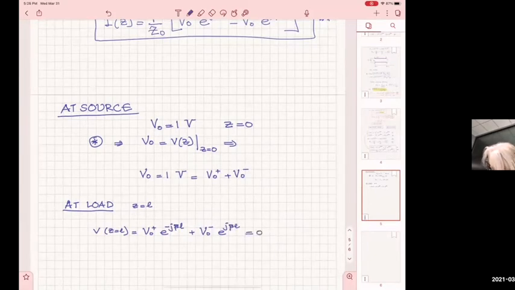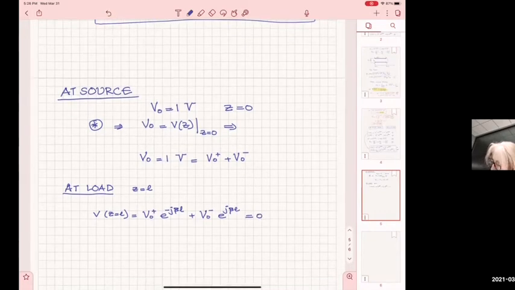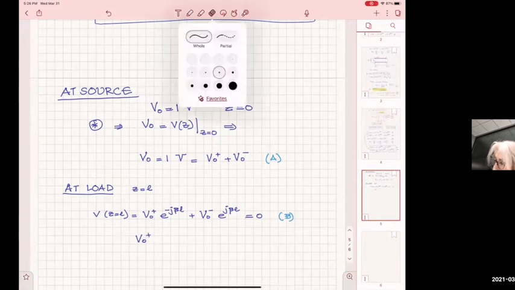So this is zero. So now, what does that tell me? First of all, from here, I have that V naught plus equals minus V naught minus. That's number one. And then I have a second equation. So let me write both equations together, because then you can see I have two equations with two unknowns. So let me call this equation A, and this is equation B.